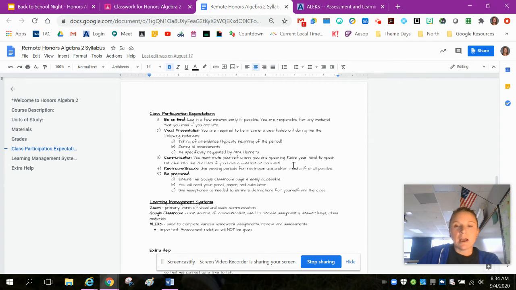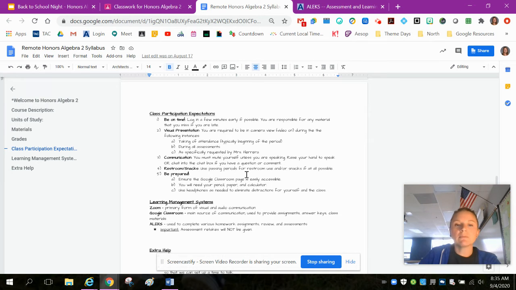Communication, I ask that mics are muted unless we're doing something that requires students unmuting, and they've generally done a really good job of this, coming off of mute to ask questions, which is always totally fine, but just to eliminate those distractions from the class is why I ask for the muting.